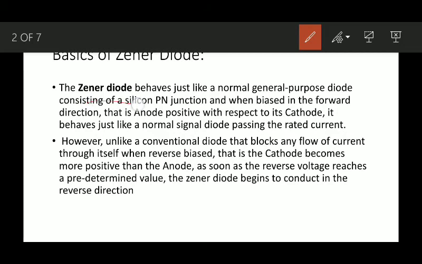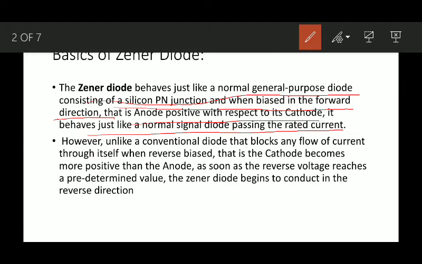A Zener diode behaves like a normal, general purpose diode. It consists of a silicon p-n junction, and when biased in the forward direction, the anode is positive with respect to the cathode and it behaves like a normal signal diode, passing the rated current. So the Zener diode is in forward bias, and it behaves like other p-n junction diodes.